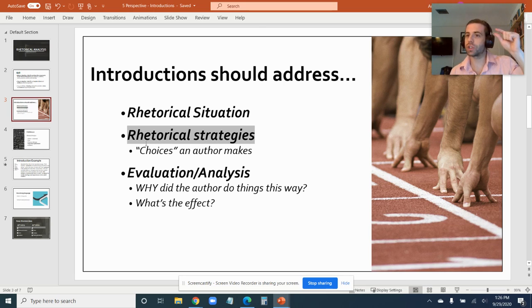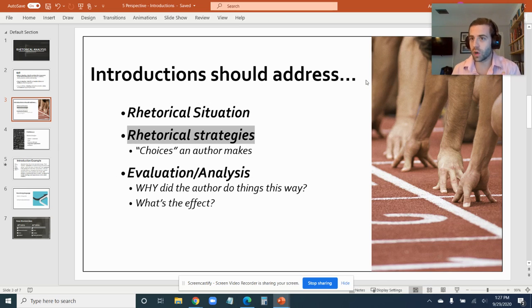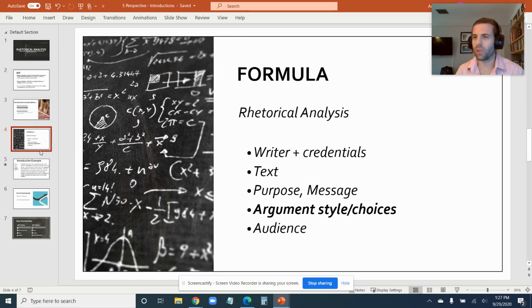And then lastly, you should just start hinting at some evaluation and some analysis. So why did the author do things this way, and what is the effect? And obviously, we don't have to explain everything that we're going to talk about in this essay within the intro, but we should touch on it so the reader has this idea: here's where you're going with your analysis of an argument. So there's kind of a formula to this. It's really kind of nice as a plug and play. Make sure you've got these sort of things set up.